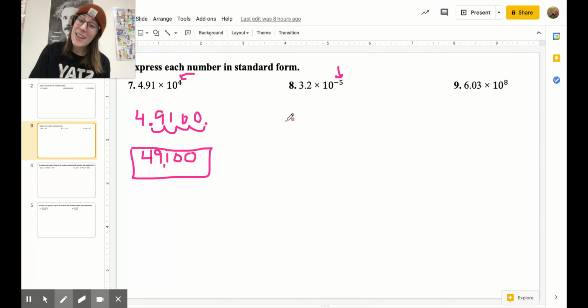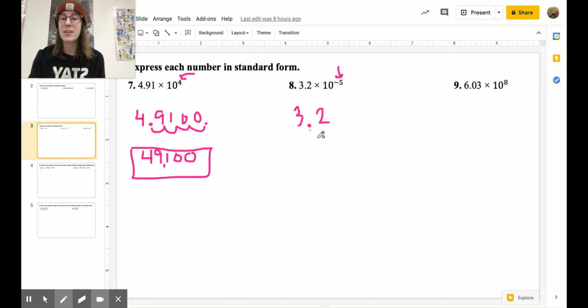If there's a negative, you're going to actually make this number smaller. Again, copy your number that's not the scientific notation part of it. And instead of making the number bigger to the right, you're going to make it smaller. So you're going to count 1, 2, 3, 4, 5. Every time there's an empty spot, you're going to add a 0. This is looking very ugly, but that's all right. And that's where your decimal is going to go.